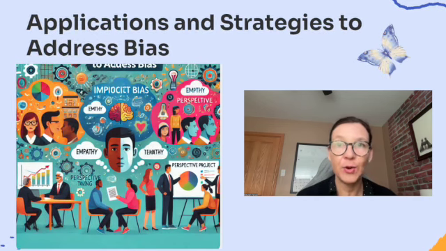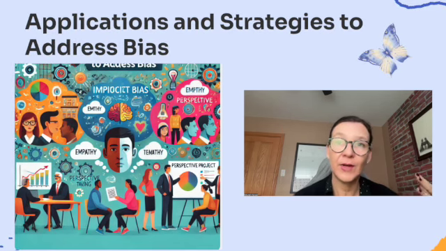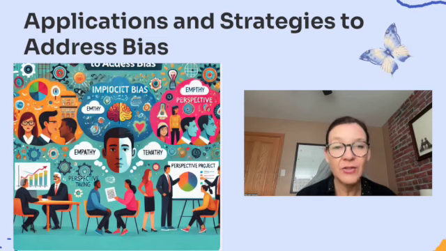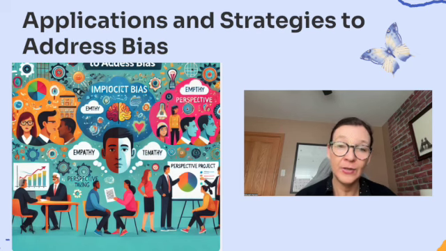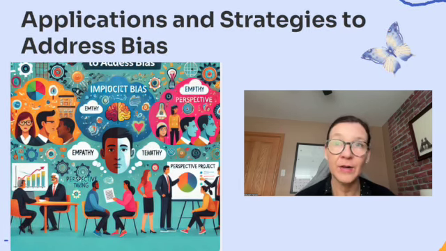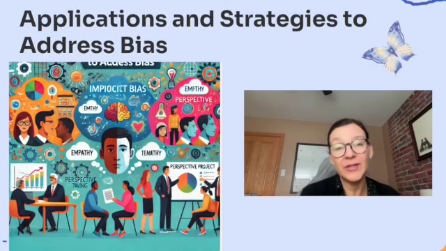The second one is practicing perspective taking. Actually trying to see a situation from another person's point of view and to challenge the stereotypes and then therefore build empathy. So for example, understanding the challenges someone from a different culture or socioeconomic background is facing can reduce our biased judgments.